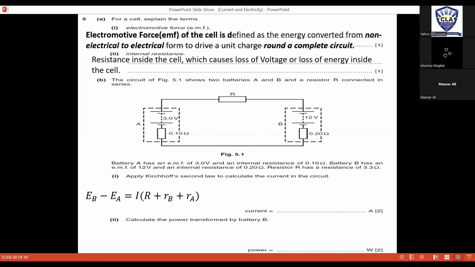Current will be the same, multiplied by the total resistance of the circuit. Put the values: 3.3 plus 0.1 plus 0.9 plus 0.2. So 9 divided by 3.6, you get the answer as 2.5. So the current in the circuit is 2.5.